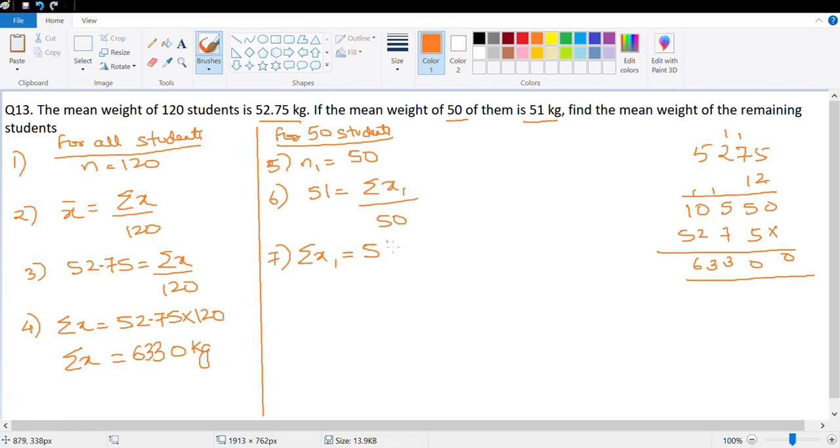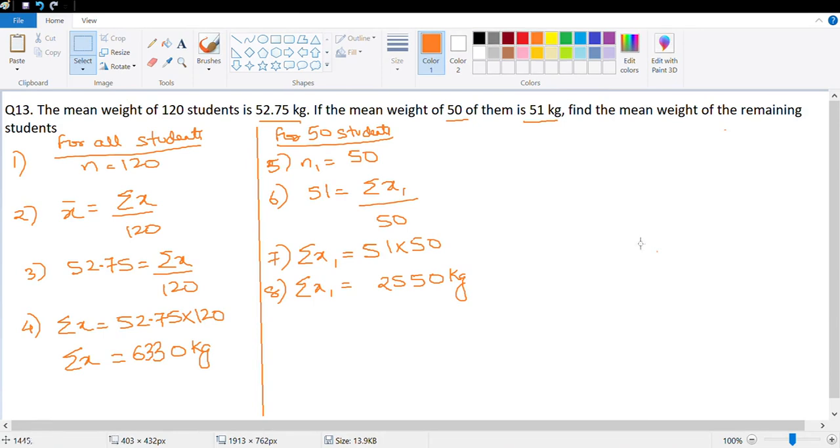is equal to 51 multiplied with 50. That's 5 into 1, 5. 5 into 5, 25. This is 2550 kilogram. That's the sum of the weight of 50 students. How many students still remain? Out of 120, if 50 students are already taken care of, what remains is 70 students.